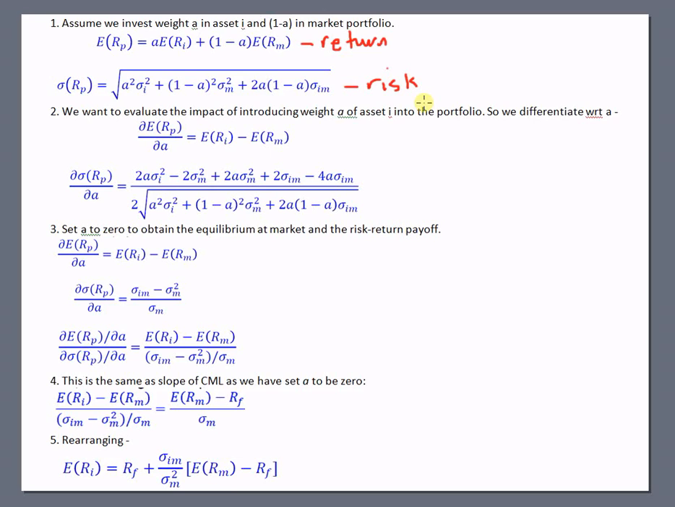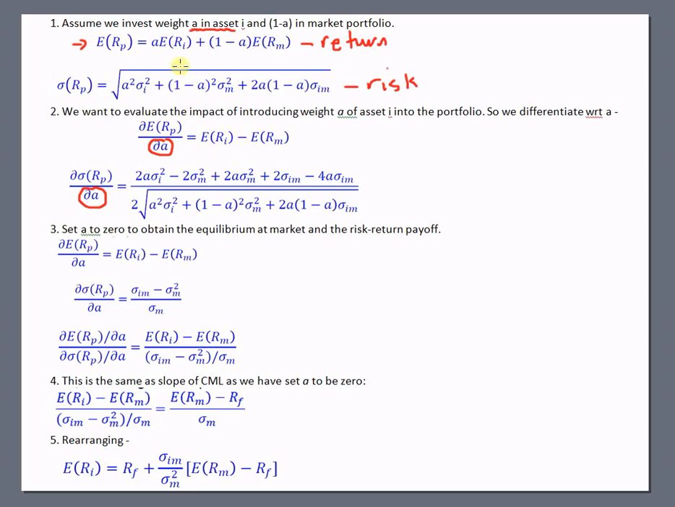So to do so, we will be needing to set the weight of A in asset I to be 0. To do so, we should differentiate these two expressions so that we want to have the change in the weight of A to be as small as possible. Okay, so we differentiate this expression, which gives us this one.